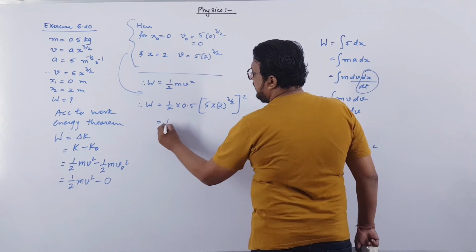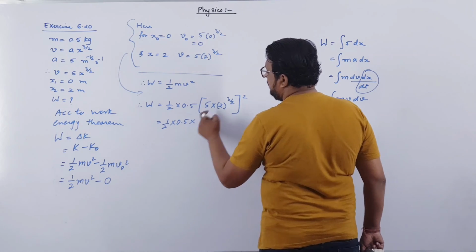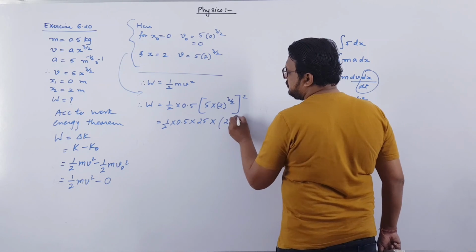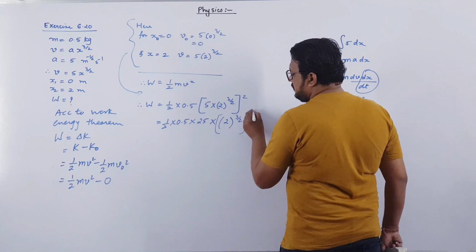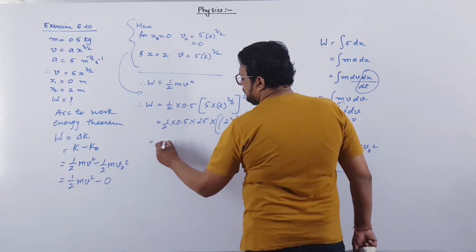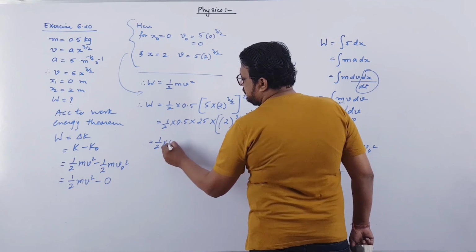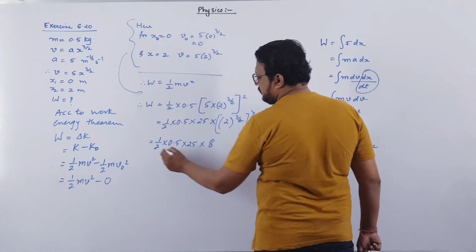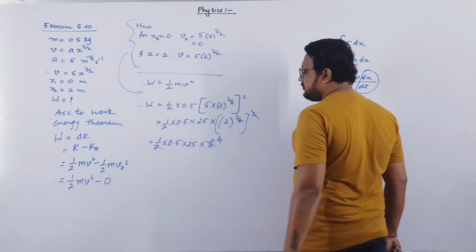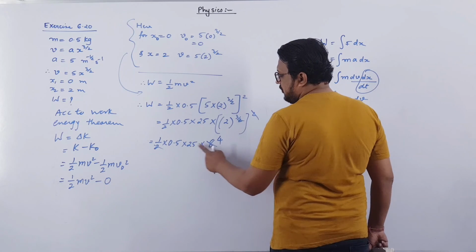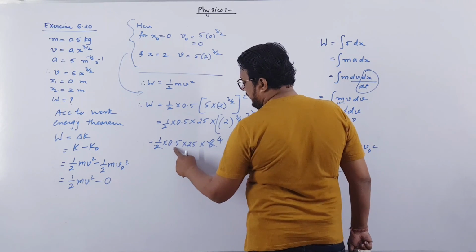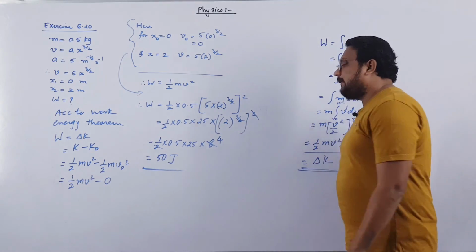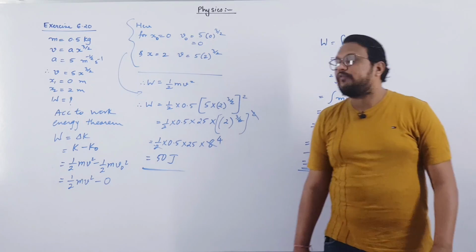So this is 1 by 2 into 0.5 into 5 square, which is 25. One more step, this is 2 raised to 3 by 2 whole raised to 2. So this 2 will get cancelled out. So this is 1 by 2 into 0.5 into 25 into 2 cube, which is 8. 2 4s are 8, 25 4s are 100. 100 into 0.5 is 50. So work done will be 50 joule. Clear? Work done over here will be equal to 50 joule.